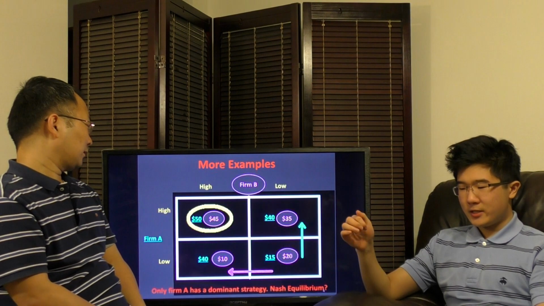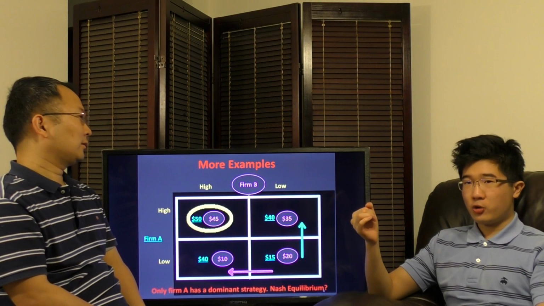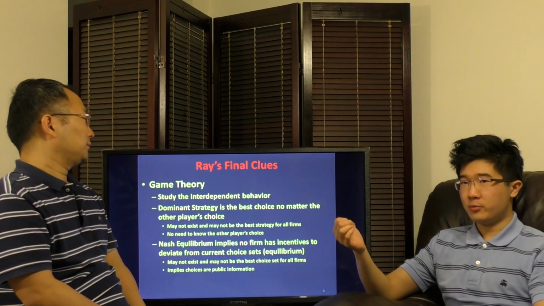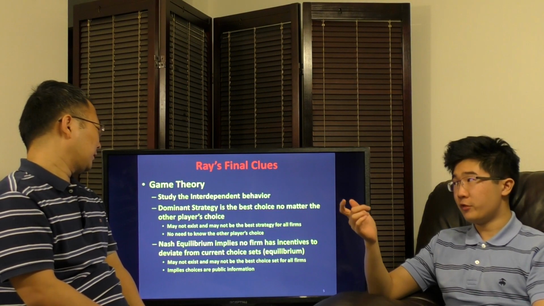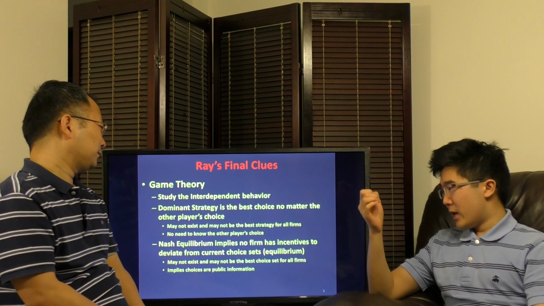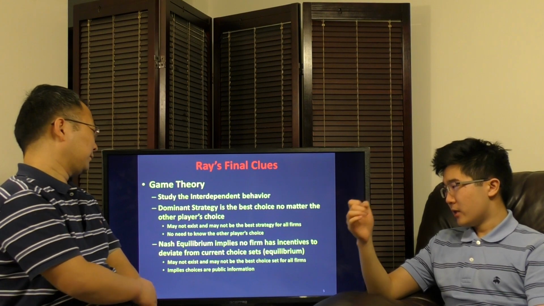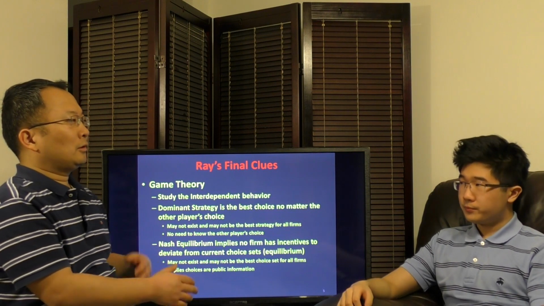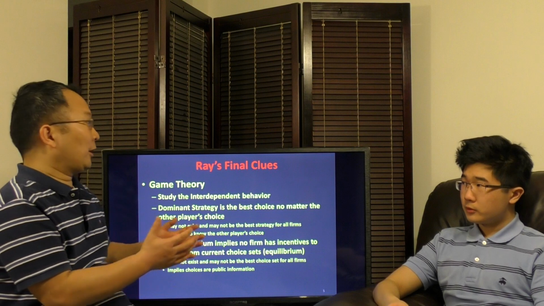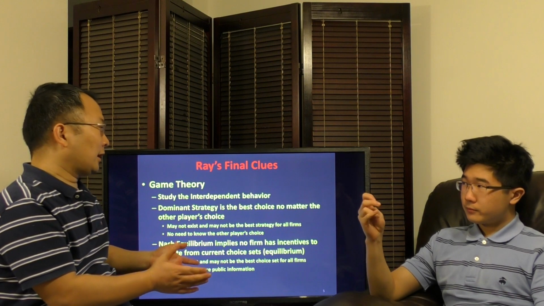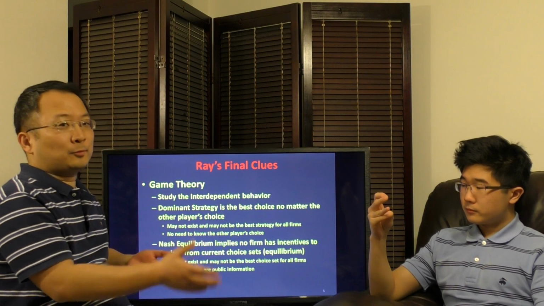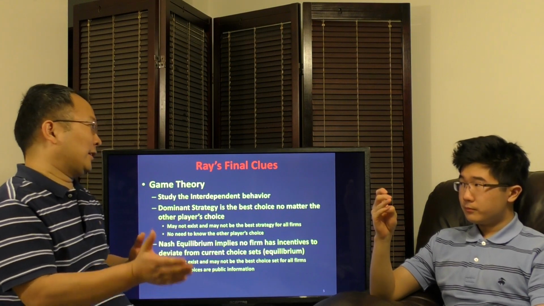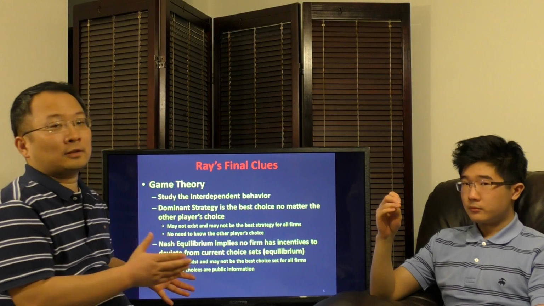In the last scenario it existed, but if both firms had no dominant strategy or had very divergent dominant strategies, it could be a scenario where there's no Nash equilibrium, where no matter what, one firm has an incentive to cheat. And it may also not be the best choice for all firms. However, it implies that choices are public information. So firm A and B know the payoff matrix very clearly, and although they cannot control the other firm's behavior, they know if the other firm performs this way, they're going to get this number. Perform that way, they're going to get that number.